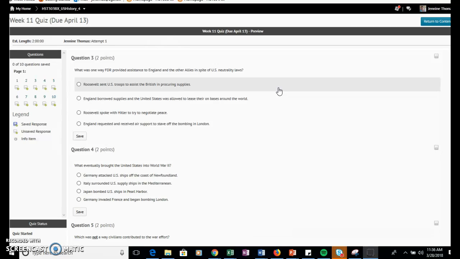Question number 3. What was one way FDR, Franklin Delano Roosevelt, provided assistance to England and the other allies in spite of U.S. neutrality laws? Roosevelt sent U.S. troops to assist the British in procuring supplies. England borrowed supplies and the United States was allowed to lease their bases around the world. Roosevelt spoke with Hitler to try to negotiate peace. England requested and received air support to stave off the bombing in London.